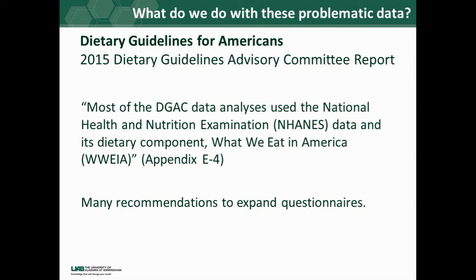One concern I personally have is what do we do with these data that can be somewhat problematic? The 2015 Dietary Guidelines Advisory Committee report just came out, and they state in it that most of the data analyses used the National Health and Nutrition Examination data. There's a lot of great data in the NHANES data set that are objective, but they used the self-reported dietary component of what we eat in America, and as we've seen, it's not entirely clear if that is a true measurement of what people are eating. So it's something that we have to continually critically evaluate.